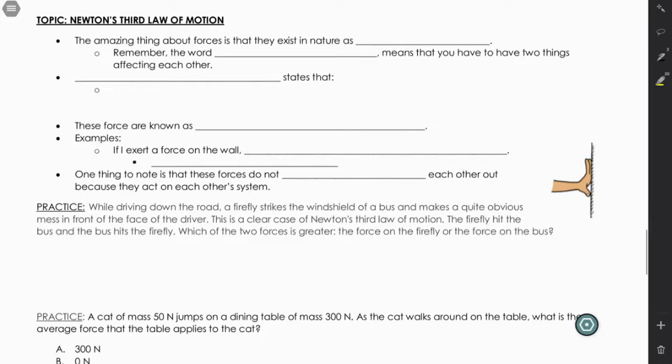And so what happens with the third law? The amazing thing about forces is that in nature they exist as pairs. If I have one force exerted on an object, I've got another force exerted in the opposite direction. We keep talking about this word interaction, right? When we talk about interaction, it means there have to be two things affecting each other. And so, Newton's third law of motion.